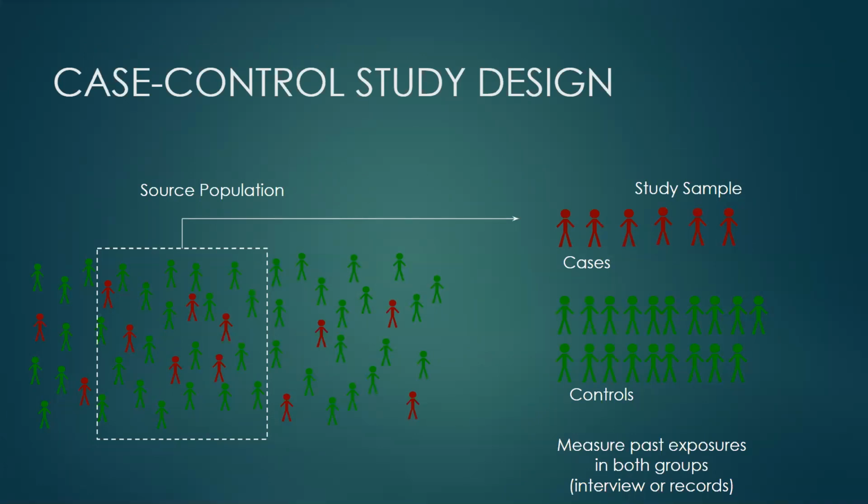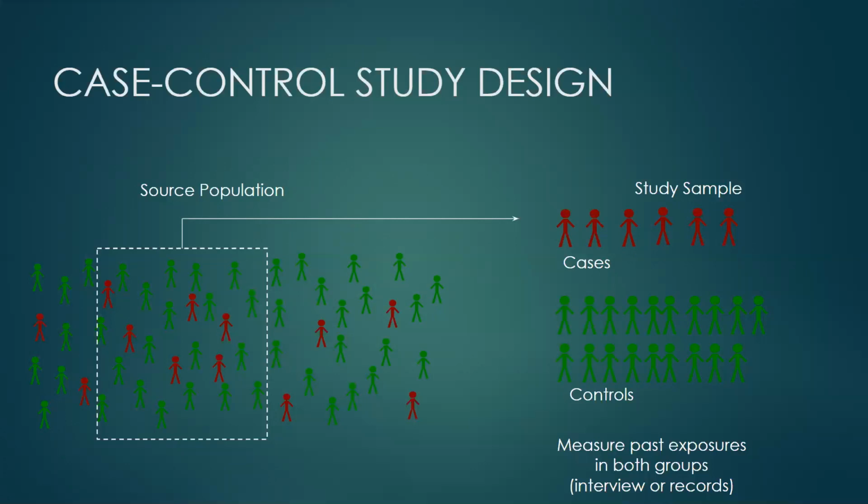So in cohort studies, we have an exposed group and an unexposed group who we are following through either real time or past time to see who developed disease. In a case control study, we're actually sampling people based on whether or not they have the disease. And then we ask them about their past exposures.